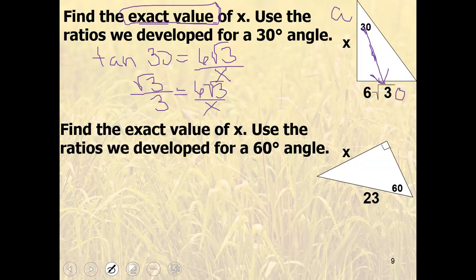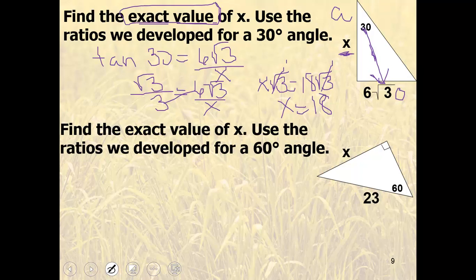All right, so now I cross multiply, and I get x times the square root of 3 is equal to 3 times 6, which is 18 square roots of 3. So now my square roots of 3 cancel, and the x that I'm looking for is equal to 18. Notice that this x doesn't stand for the short side. It's the missing piece you're looking for. So sometimes you have to pay attention to which mode you're in.